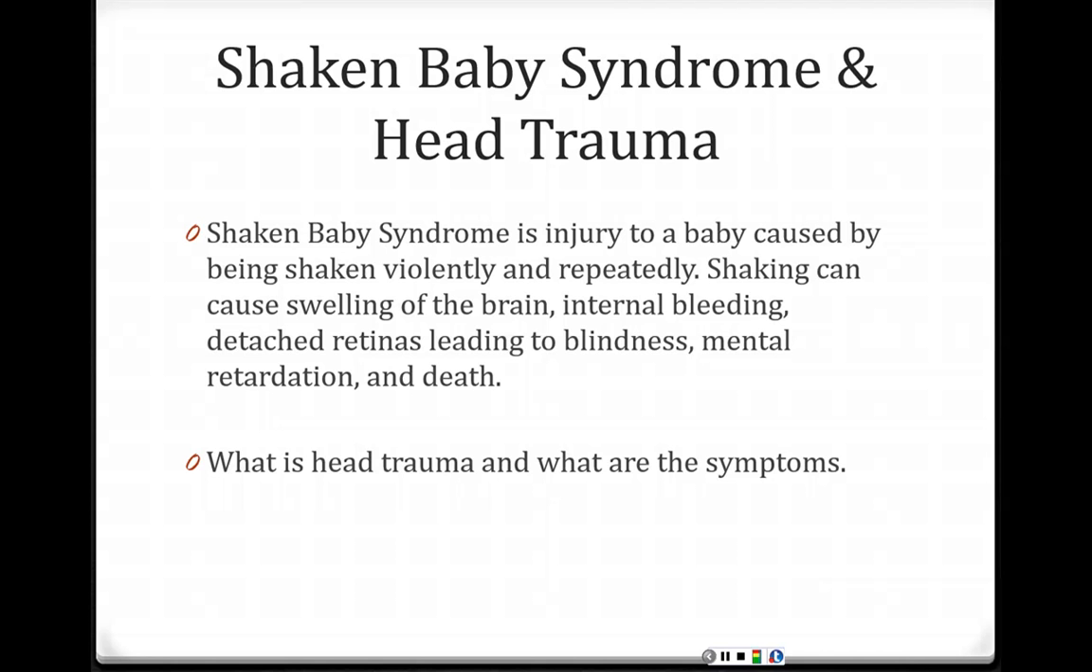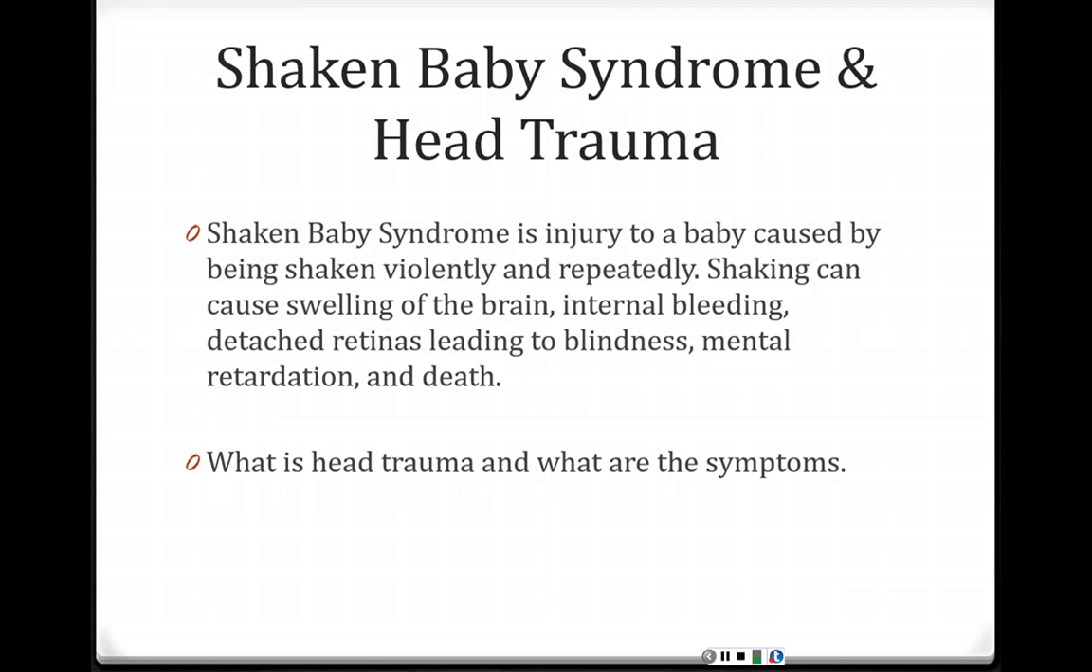But concussions from head trauma can be difficult to recognize in infants and toddlers and very young children because they may not be able to describe how they feel. They may feel different, but they don't have the ability to tell us that through their words. So nonverbal clues of a concussion are the things that we have to look for.